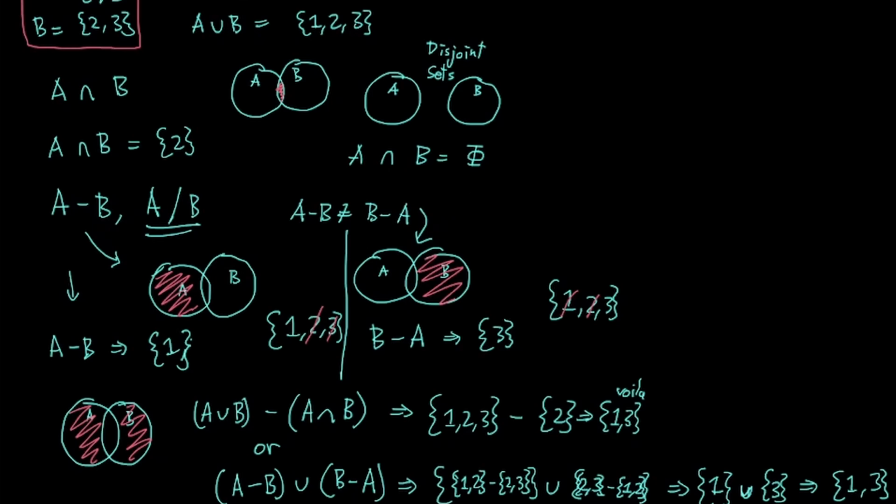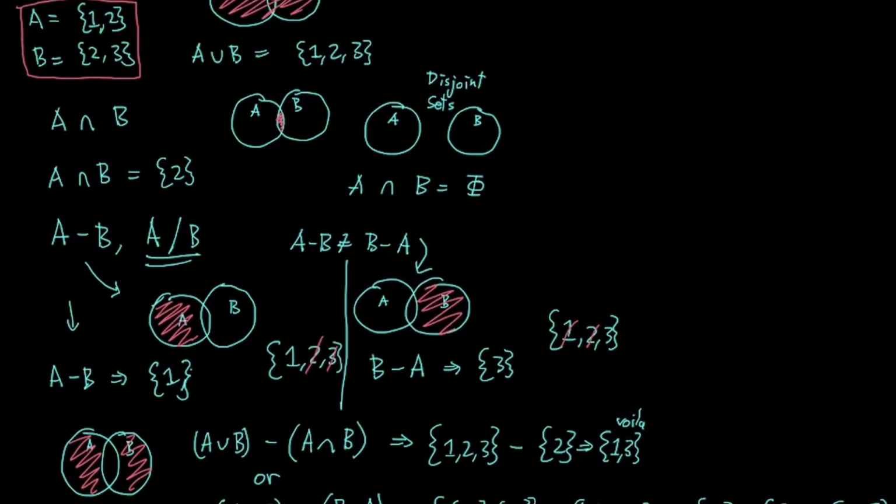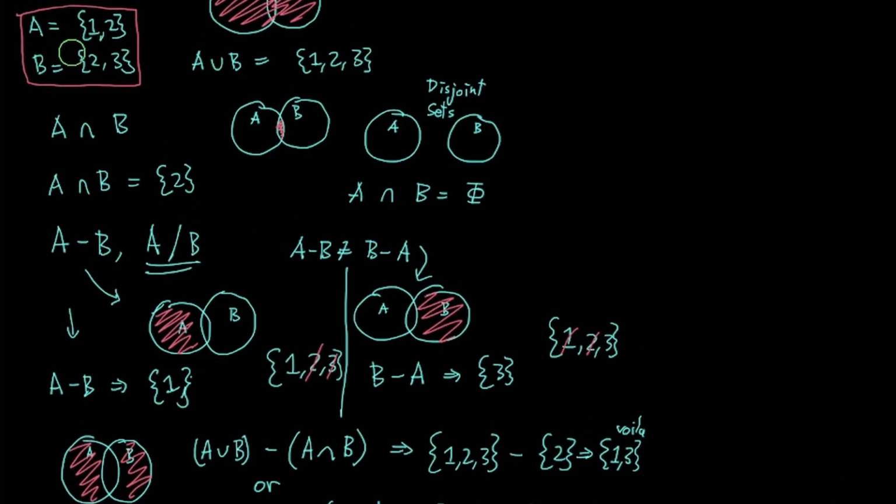So when we say A minus B, what we are trying to say is basically that we're going to take the set A, the collection set A and set B, and it's going to subtract all of the elements of set B from set A. Now that sounds a bit confusing.